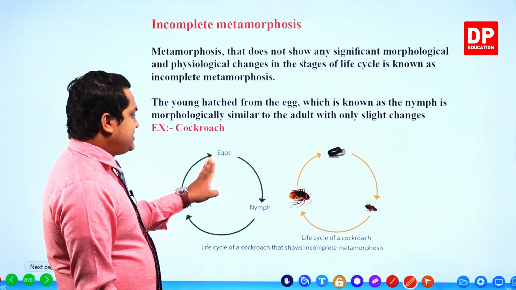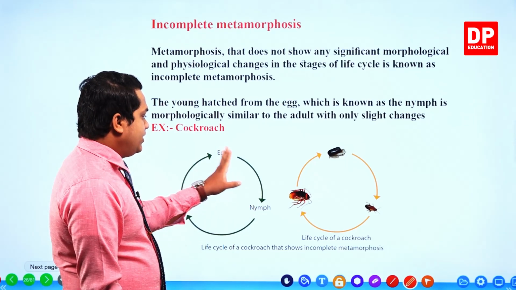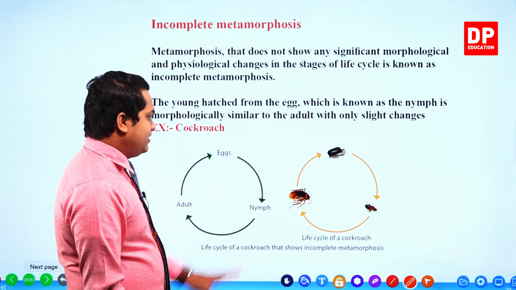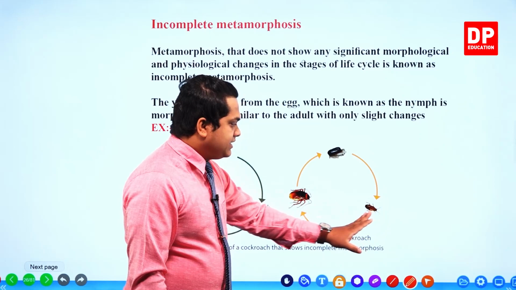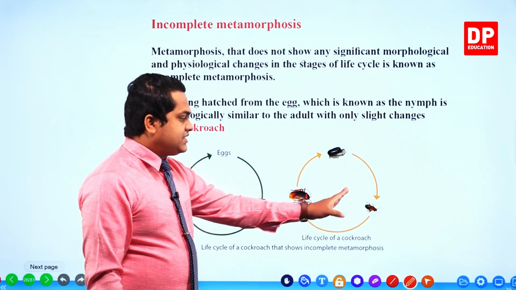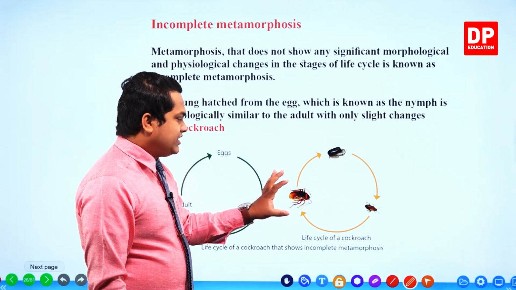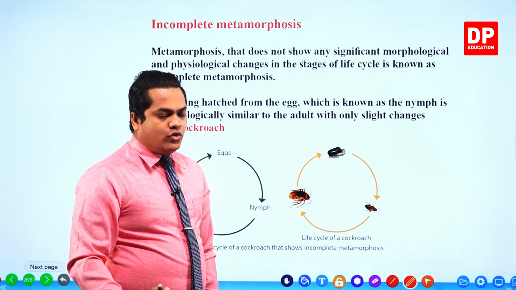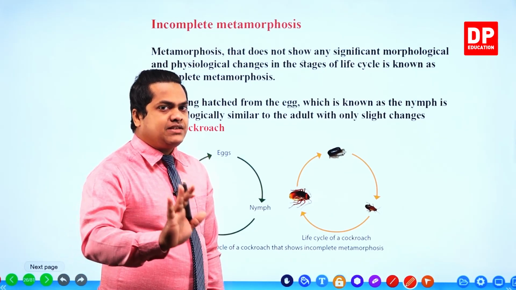The eggs get hatched into a creature, and that creature is referred to as the nymph. The smaller creature which comes out from the eggs is referred to as the nymph. These creatures are similar in shape to the adult. The size is different, we know the size is somewhat smaller. However, the shape is similar to the adult.